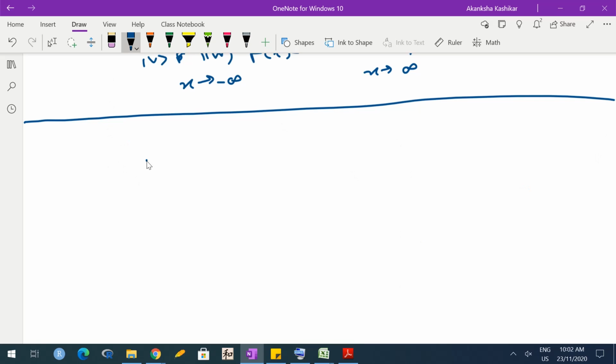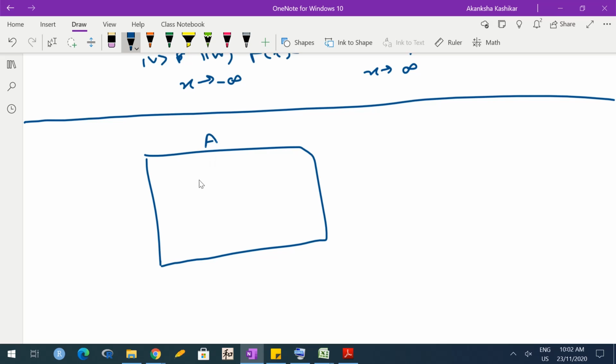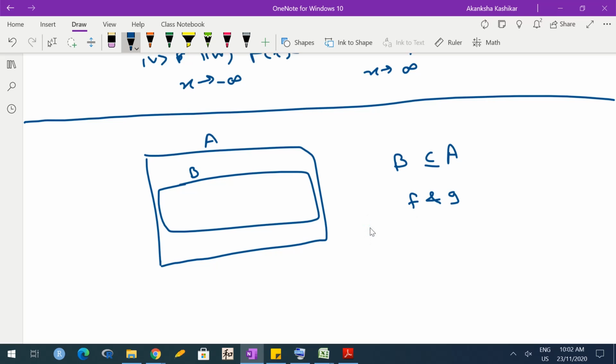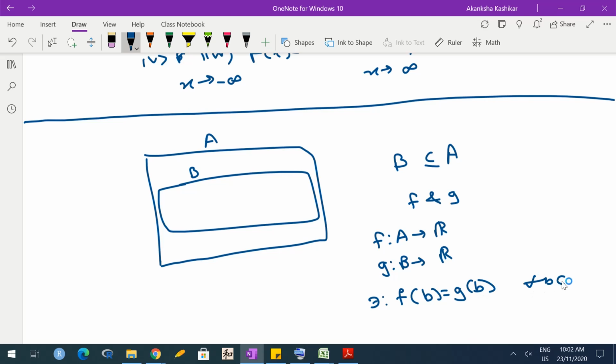So suppose I have two sets such that one is a subset of the other. Let me call this set A and this, say, set B. So B is a subset of A. And let me consider two functions f and g. Suppose f is defined from A to R and g is defined from B to R. And in addition to that, what I have is f of small b is equal to g of small b for every small b in capital B.